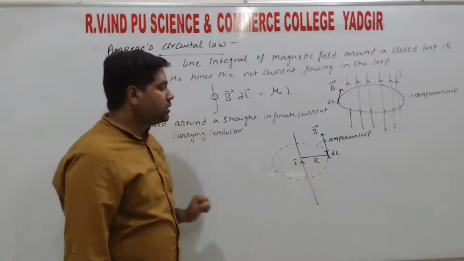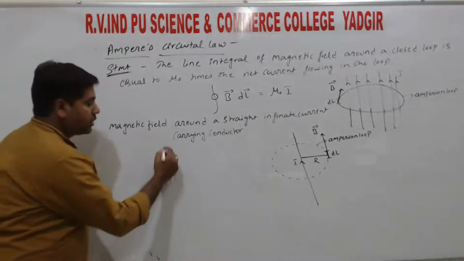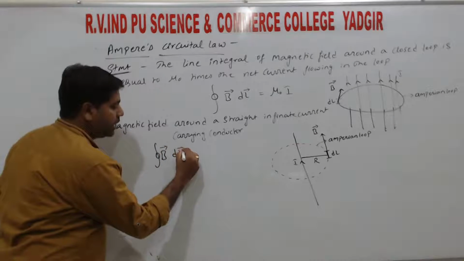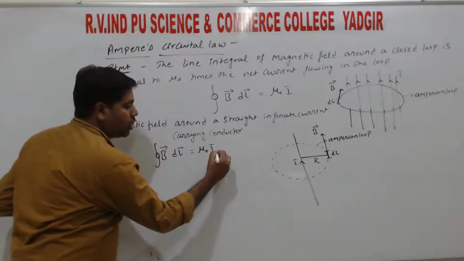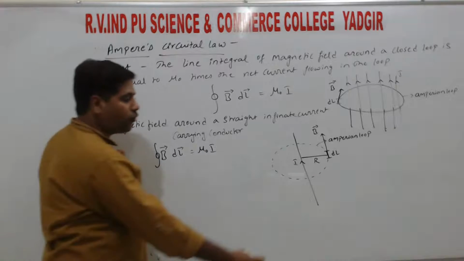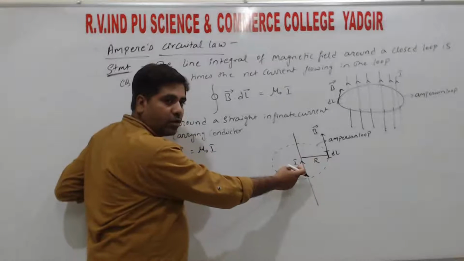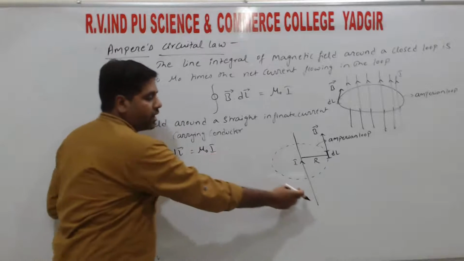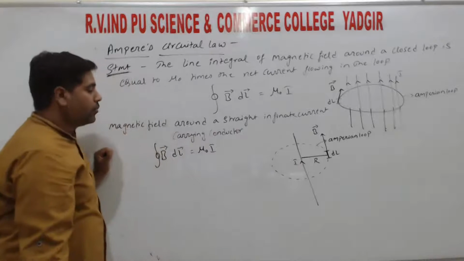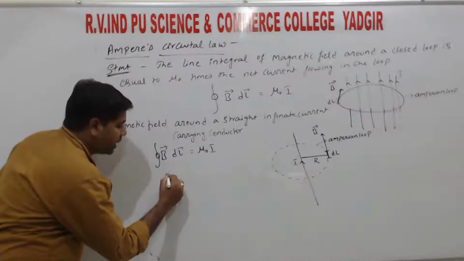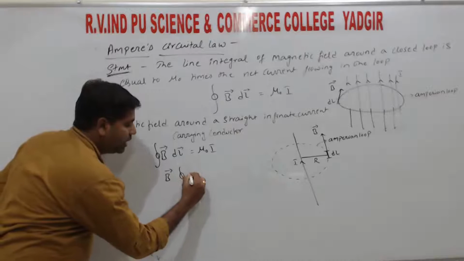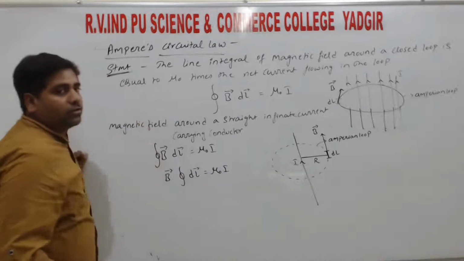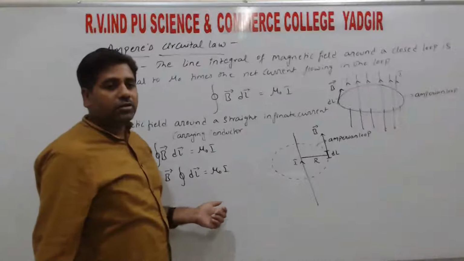So next by using Ampere circuit law, line integral of B dot dl is equal to mu naught I. So net current flowing in the surface, here we have only one current, so that's why we taken that one as I. So I is the current which is flowing in the conductor. So B is constant, we can take B outside. So line integral of dl, that is equal to mu naught I.